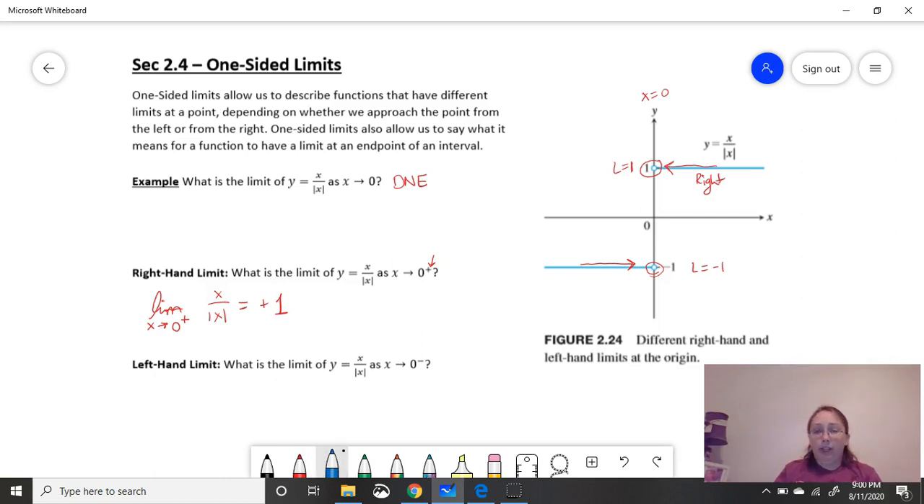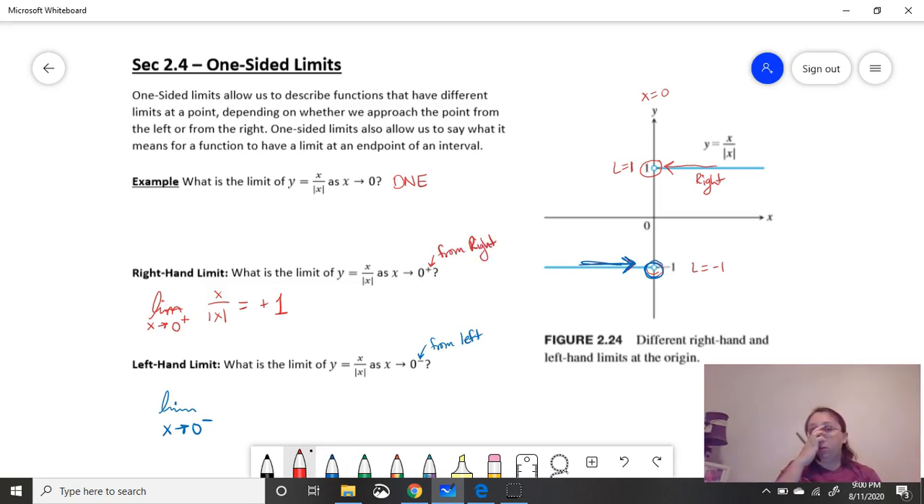However, on the other hand, if we approach from the left-hand side, that would be over here on our picture, and we approach this value here, which is -1. So if we were to write this out, we would write the limit as x approaches 0, that's the x value we're approaching, but we're approaching from the left. So to denote from the left, we put a little negative sign. So you can see the negative sign here. So this means from the left, and the plus sign means from the right.